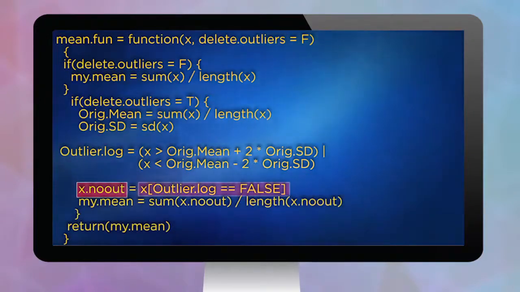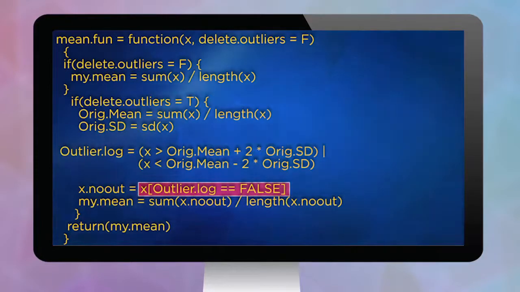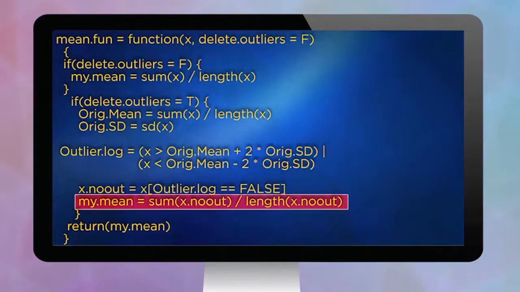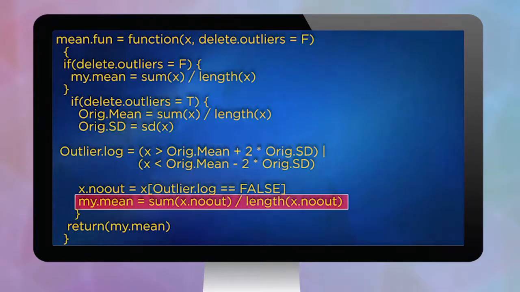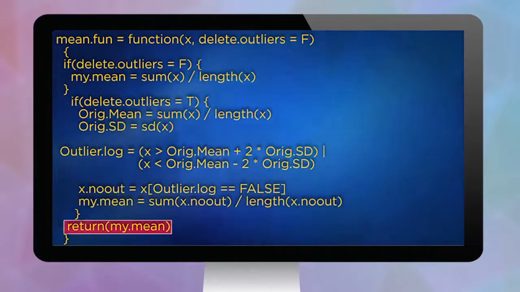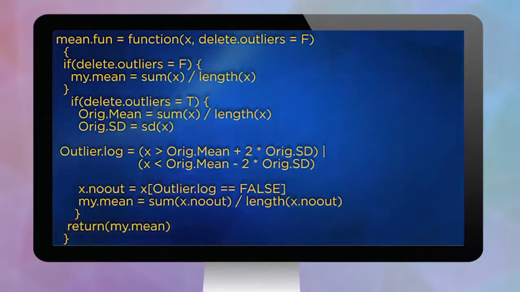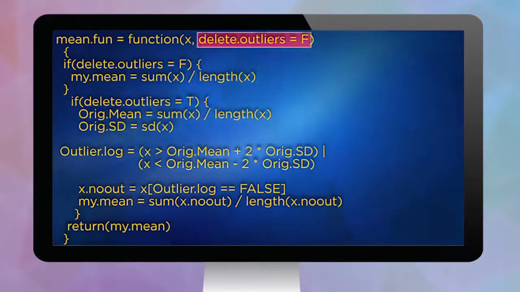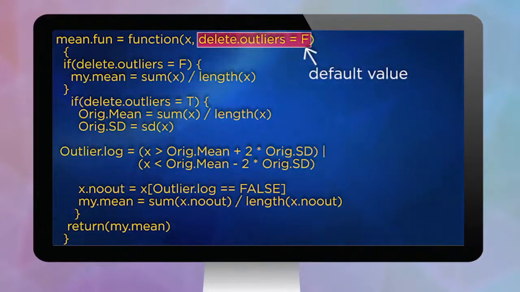And so now I'm defining a new variable, x.noOutliers, which is equal to the value of x where my outlier log is equal to false. And so now my mean is going to be the sum of x without any outliers, right? I've taken those out, divided by the length of it. And I'm going to return my mean. Now, a couple of things to note about this function. In the function input, we've added that equals F after delete.outliers. So that means that's going to serve as a default value. And if you include a default value for a function input, then if the user doesn't specify that value, it's okay. R is always going to use the default.